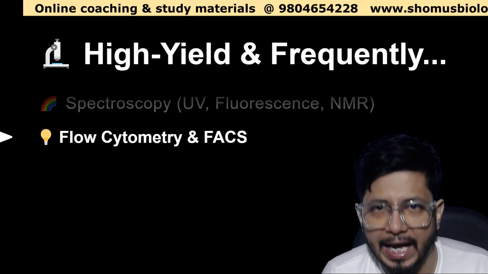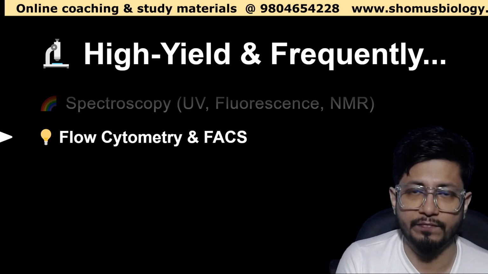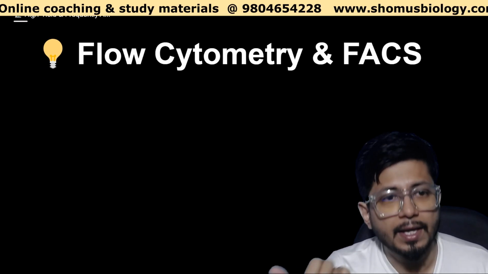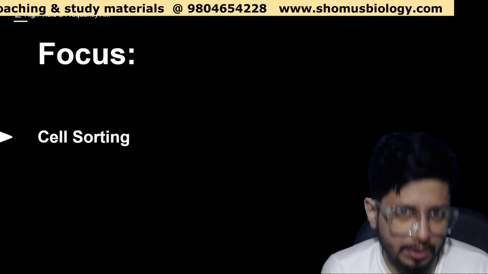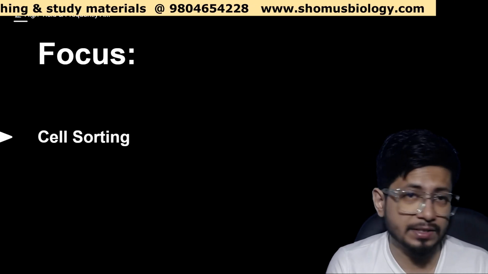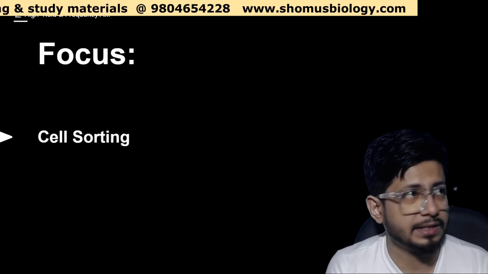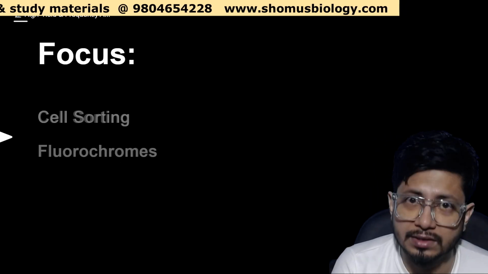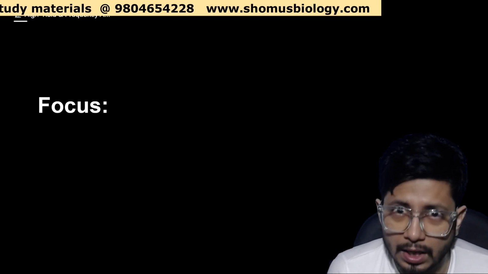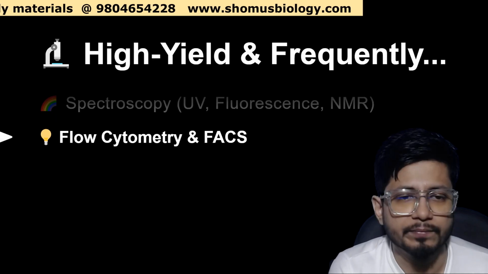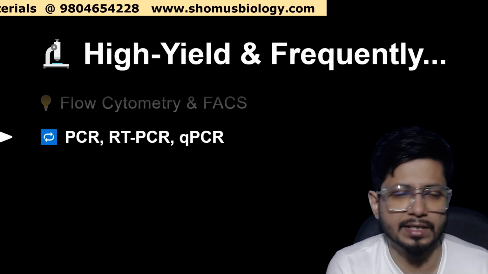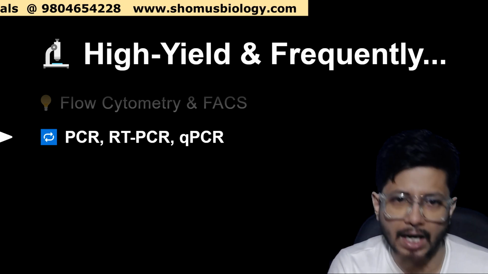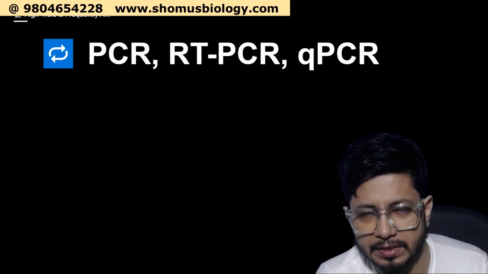Flow cytometry and FACS are other important topics here, and the frequency is 4 star out of 5. The focus for flow cytometry questions is basically cell sorting, based on cell shape and structure, and how exactly the cell sorter can sort the cells. The fluorochromes are topics of interest here, as is fluorescence activated cell sorting.